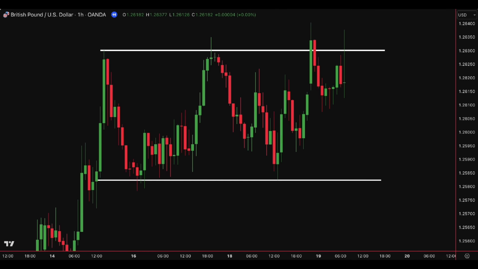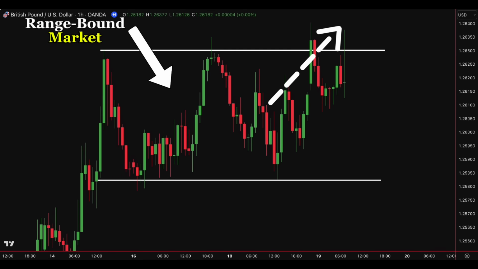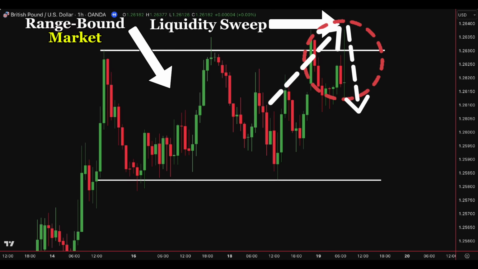Now let's flip the setup and look at a rejection from resistance. Again, the market is stuck in a range. This time, price pushes above resistance, triggering breakout entries from retail traders. But instead of continuing up, price gets rejected aggressively and closes back inside the range. What does that tell us? This was another liquidity trap. Smart money used that breakout to sell at a premium, just before reversing the move.